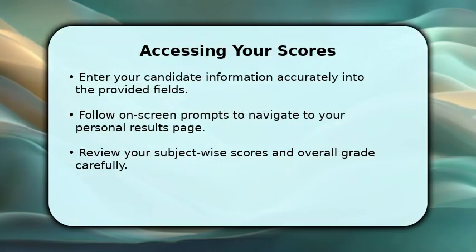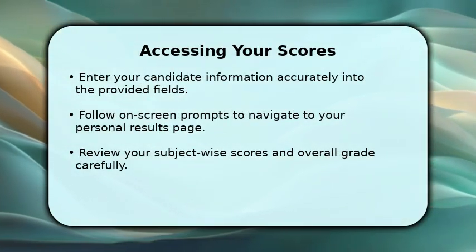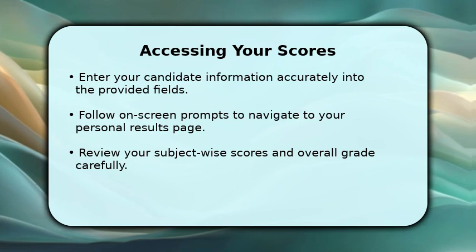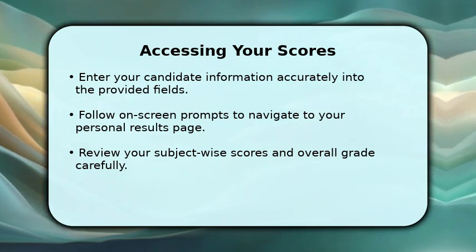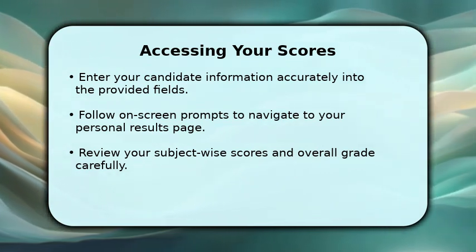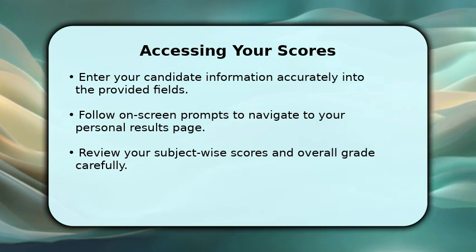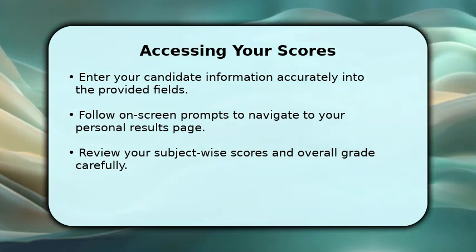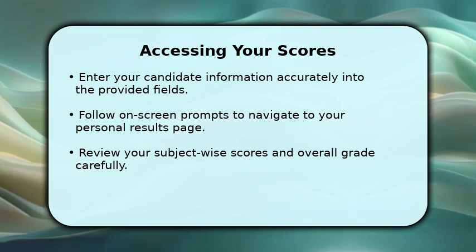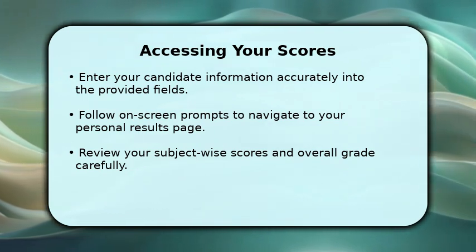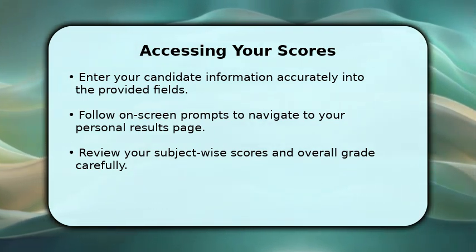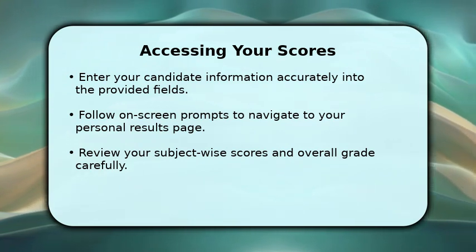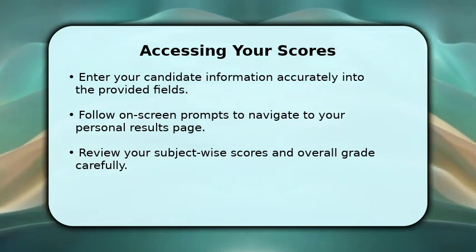Once on the results portal, carefully enter your candidate information into the required fields. Double-check everything for accuracy before proceeding. Then, simply follow the on-screen prompts to reach your personal results page. Here, you can review your individual subject scores and your overall grade. Take your time to absorb the information presented.